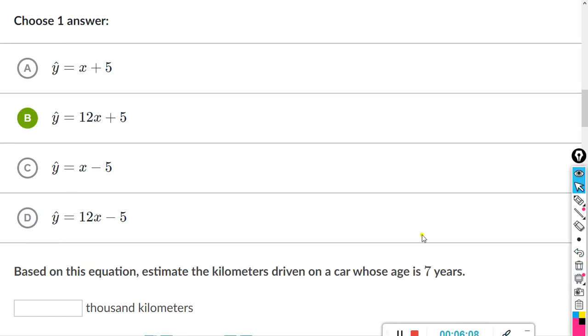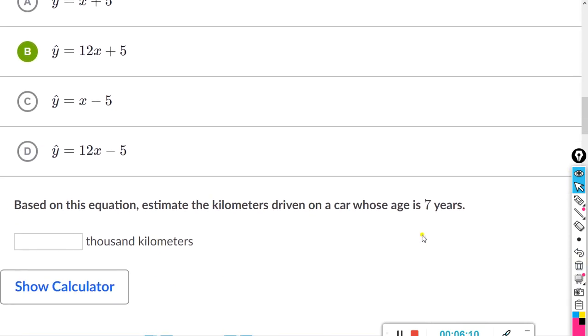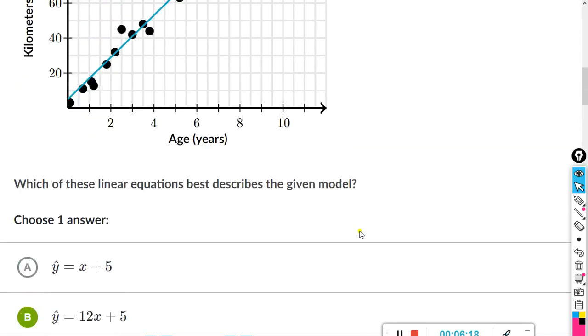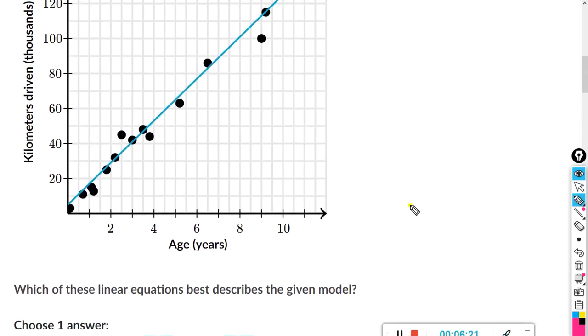All right, now, before we check our answer, we need to plug in, based on this equation, estimate the kilometers driven on a car whose age is 7 years. As you can see, age is the x-axis, and the kilometers driven is the y-axis. So they want to know how many kilometers for the age of 7 years. So we want to plug in 7 in place of x.